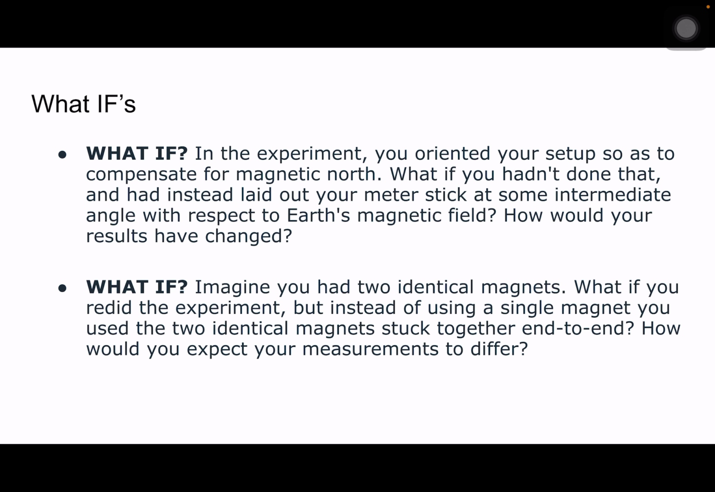the x and y axes. So what if we had two identical magnets, and we redid the experiment, but instead of using a single magnet, we used two identical magnets stuck to each end? How would our measurements differ?